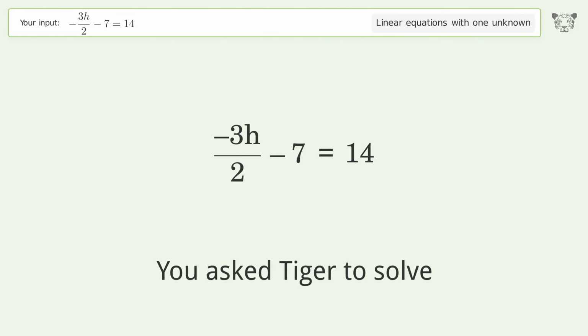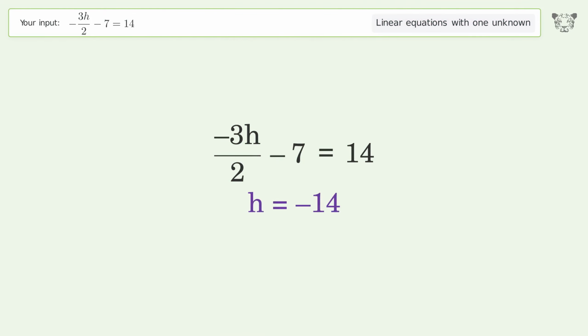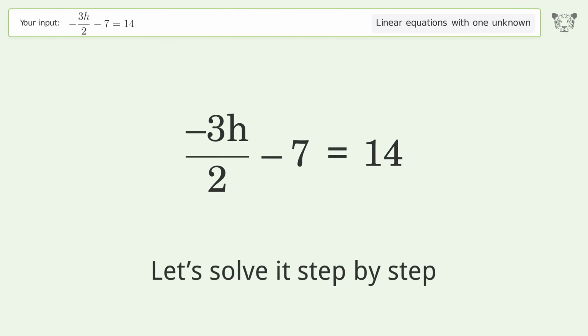You ask Tiger to solve this. It deals with linear equations with one unknown. The final result is h equals -14. Let's solve it step by step.